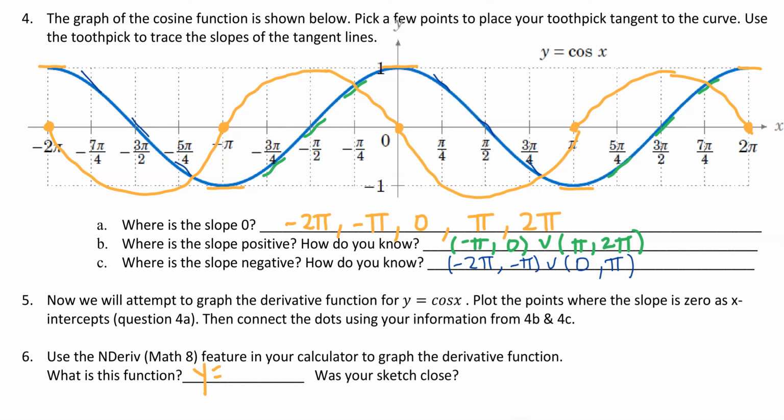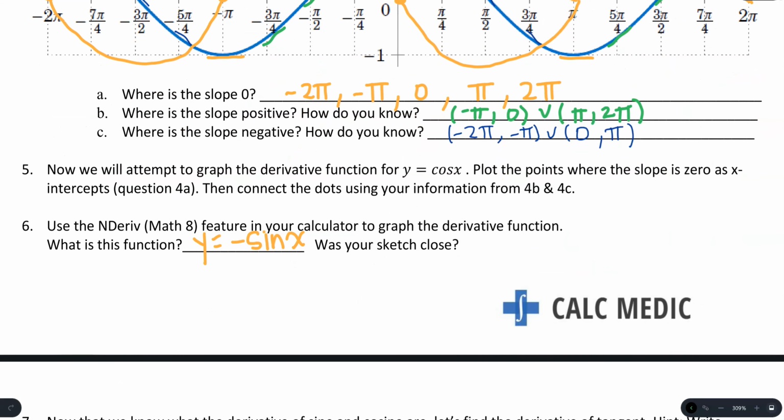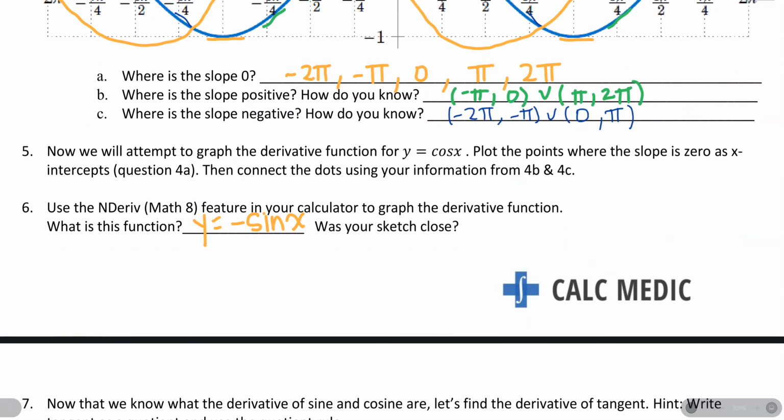So it's a transformation of negative sine of x. Remember, normal sine of x goes up, right? So up this way and down. But this one is going to be negative. So the derivative of cosine of x is what? Negative sine of x. Good deal.